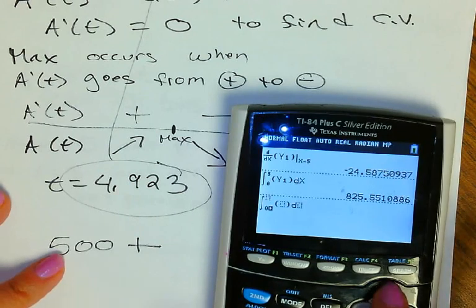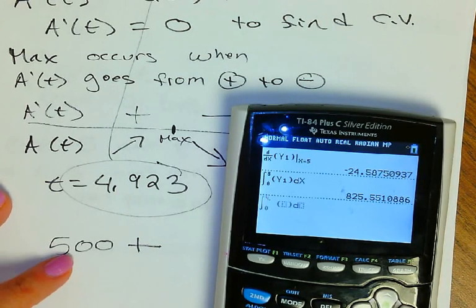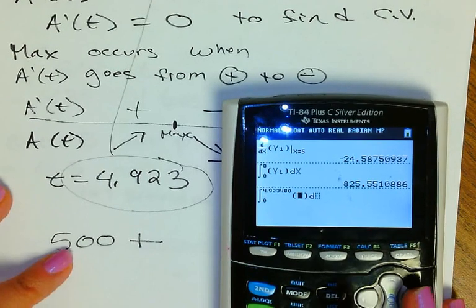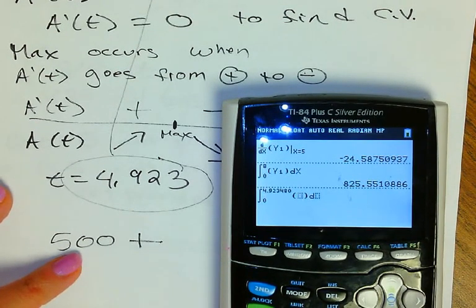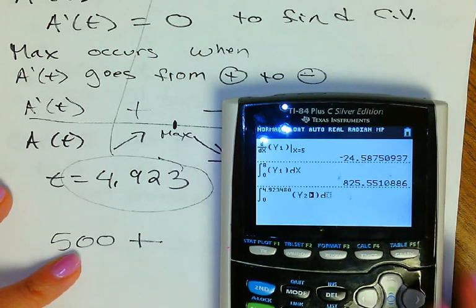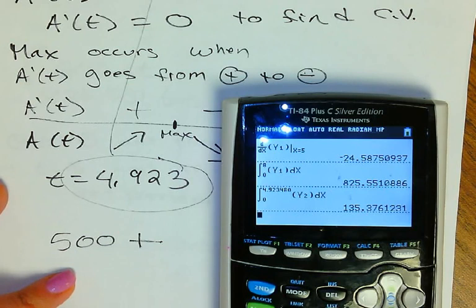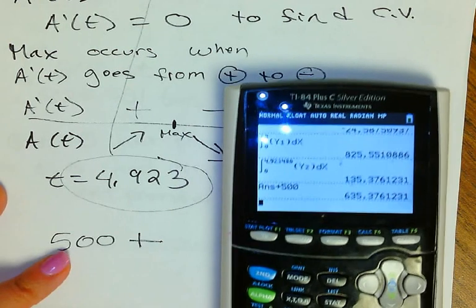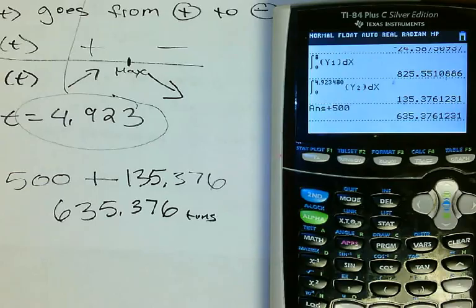So you're going to do from 0 to 4.92348. Again, I'm not rounding until the very end, so I use that full decimal. I'm just integrating. This time it was my alpha y2, because I want the one with the minus 100 in it. And I get 135 there. Don't forget to go back and add this 500, so plus 500. So that 635 number is my final answer.